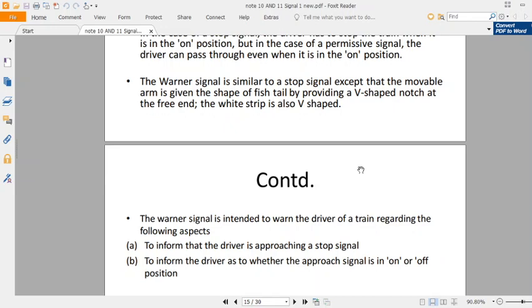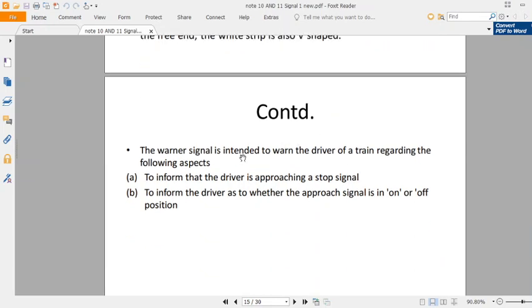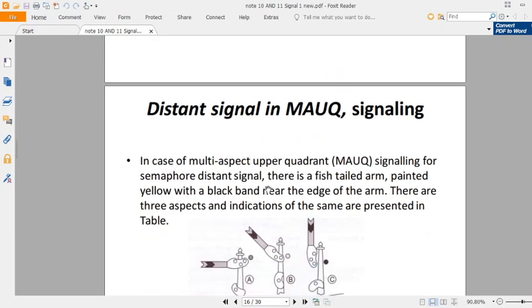Okay, so the warner signal is similar to a stop signal, except that the movable arm is given the shape of a fishtail by providing a V-shaped notch at the free end. The white strip is also V-shaped. Now the warner signal is intended to warn the driver of a train regarding the following aspects. So first one is to inform that the driver is approaching a stop signal, and to inform the driver as to whether the approach signal is in on or off position.